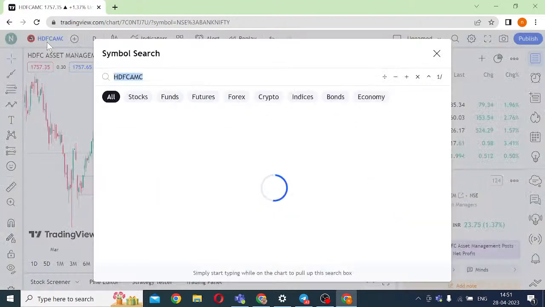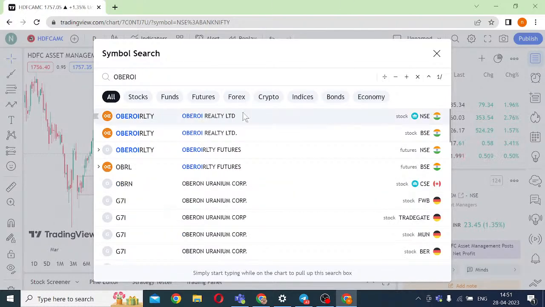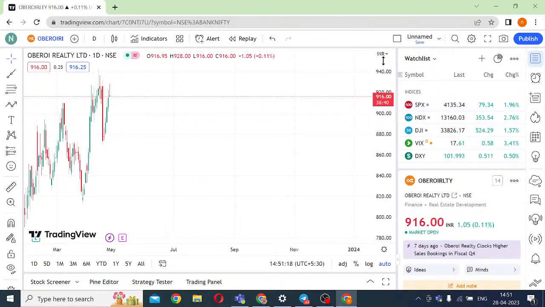Oberoi Realty, you asked. I think last time you had taken it long. Oberoi Realty, I think the short is already done.